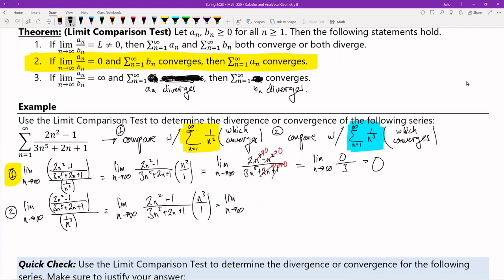We multiply that through, so 2n to the 5th minus n cubed all over 3n to the 5th plus 2n plus 1. Let me make that bar just a little tinier. I'll get it right eventually. Oh, that was, oh my goodness. Oh, that's even worse. I should have just not touched it. All right, there we go.